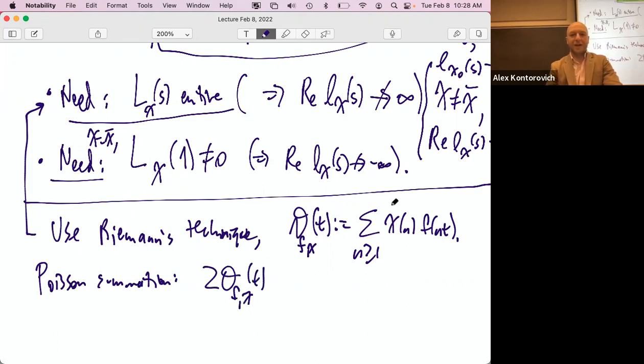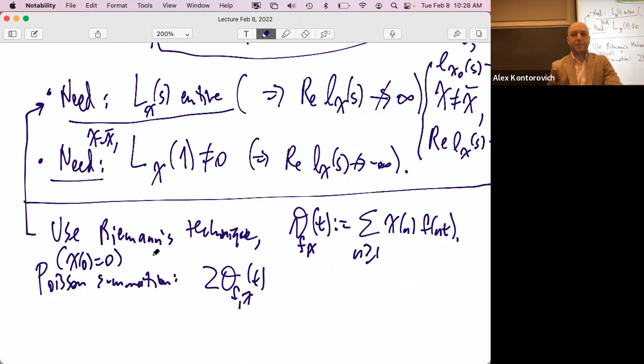Notice that if chi is anything other than all ones, chi of 0 is always 0. 0 is not coprime to any number. The GCD of 0 and any number is that number. Except the trivial modulus. Right. So chi of 0 equals 0. So we don't have to take out 0.